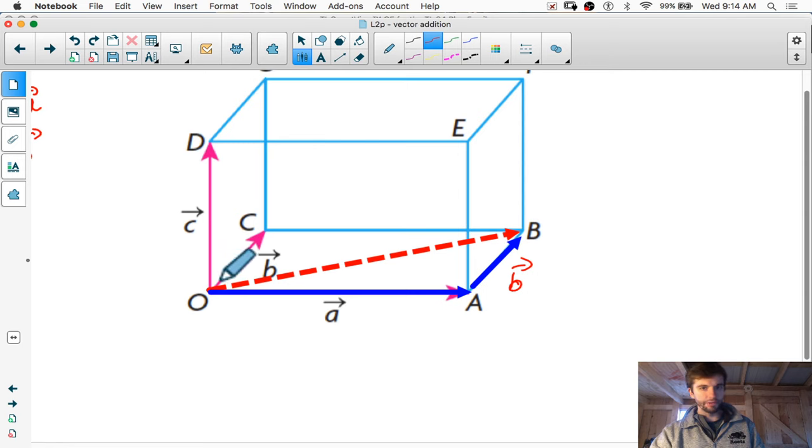Can you see that now? So what I did to get this one, vector OB, I added vector A and vector B. Those two added together equal the vector from the tail of A to the tip of vector B there.